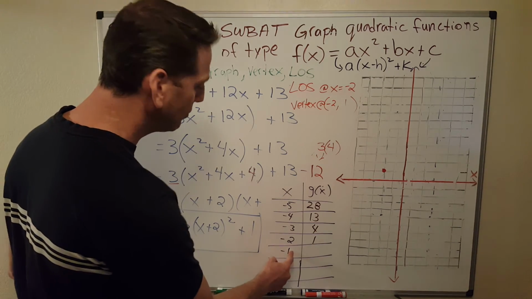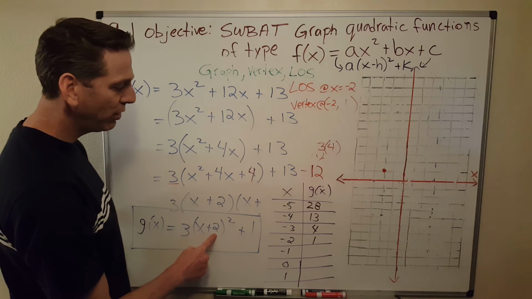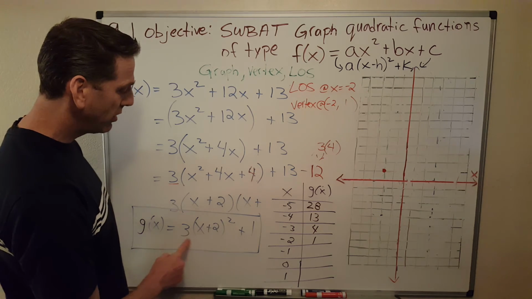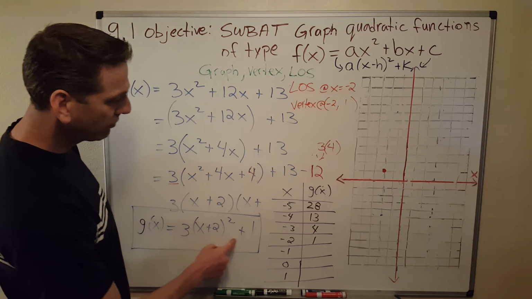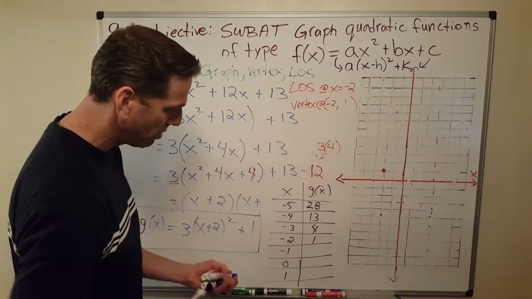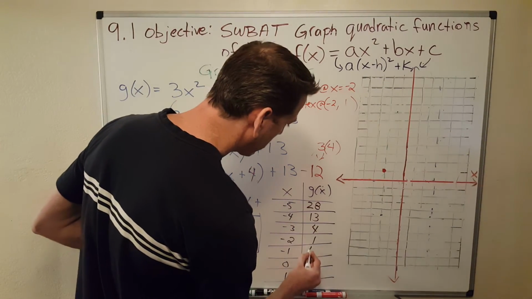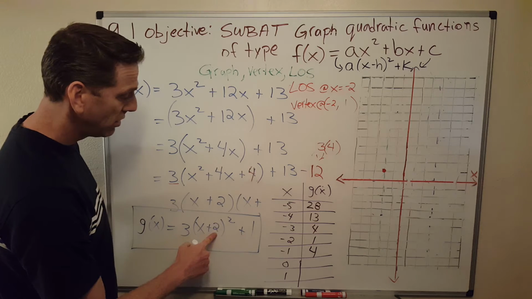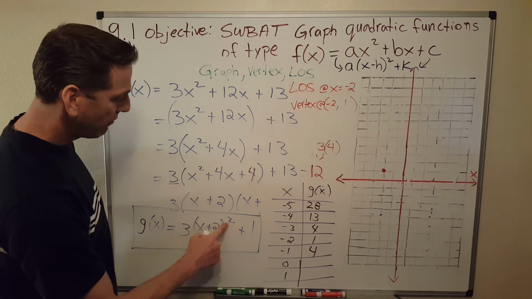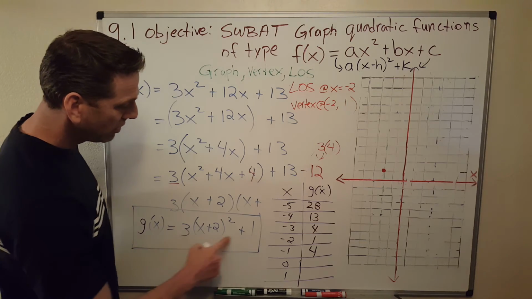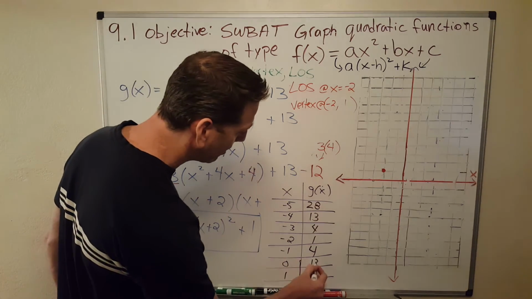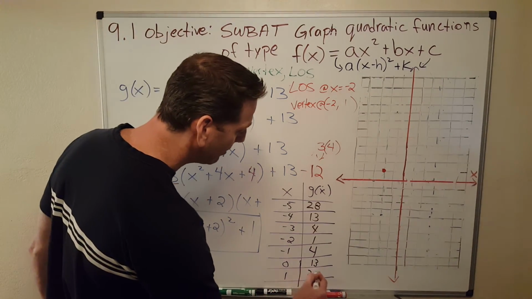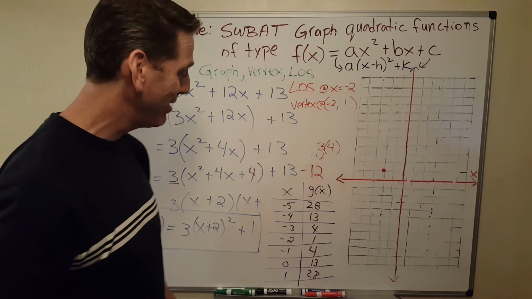Okay, at x equals -1, -1 plus 2 is 1. 1 squared is 1. 1 times 3 is 3. 3 plus 1 is 4. Hey, that one worked out. Okay, let's see if this one works. At x equals 0, 0 plus 2 is 2. 2 squared is 4. 4 times 3 is 12. 12 plus 1 is 13. That worked out. So my guess is that this one will work out too. And I don't really care because I'm not going to be able to graph that one anyways.